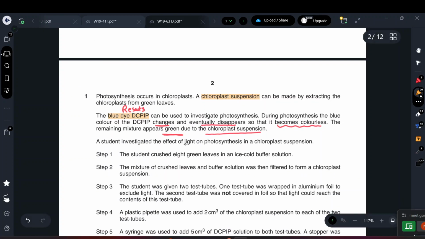A student investigated the effect of light on photosynthesis. I want to investigate the effect of light. But what is the change variable here? The change variable will be the light. This is the change variable. I will change the light and see what happens to the photosynthesis.